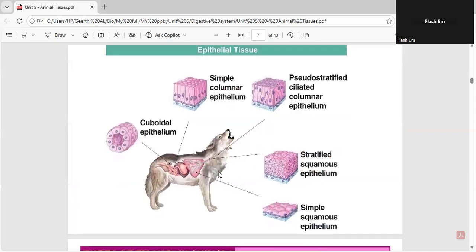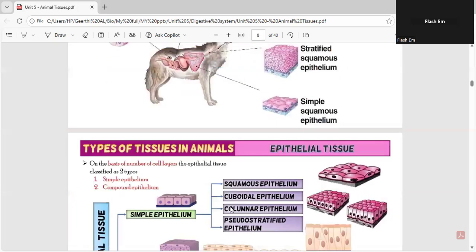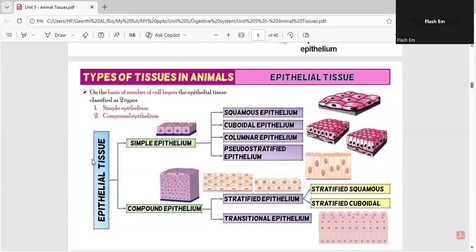So this is another picture I have taken from the internet. You can see the diagrammatic representation of these epithelial tissues. This is a basic understanding of those types: simple, compound, squamous, cuboidal, columnar, pseudostratified, stratified, and transitional. This one you don't need to know. That yellow-colored part, the stratified squamous and cuboidal, you don't need to know. Okay.